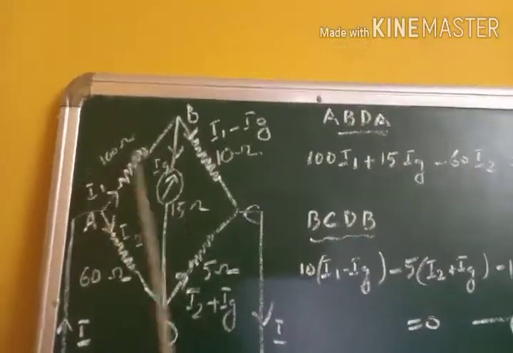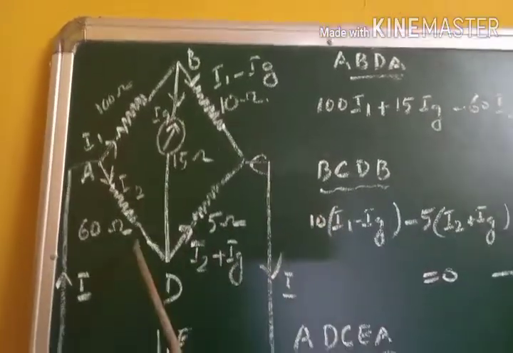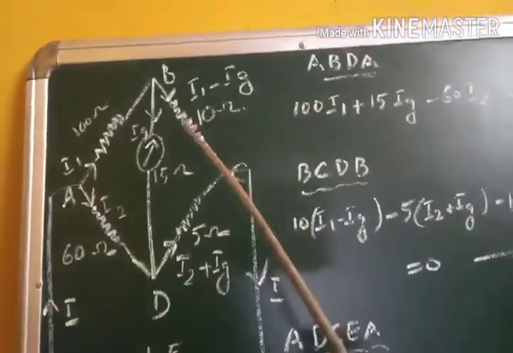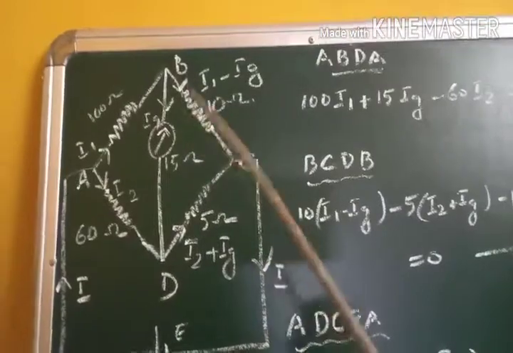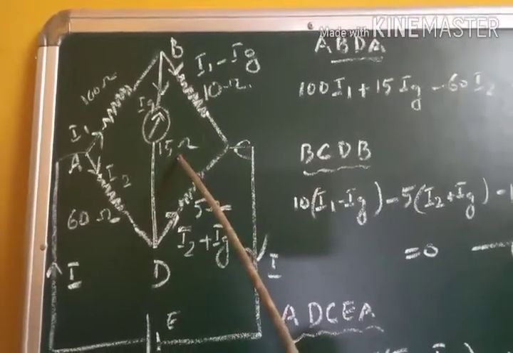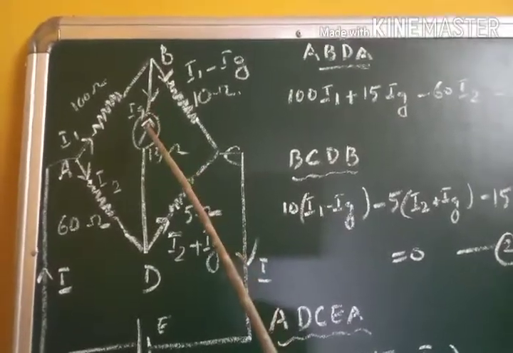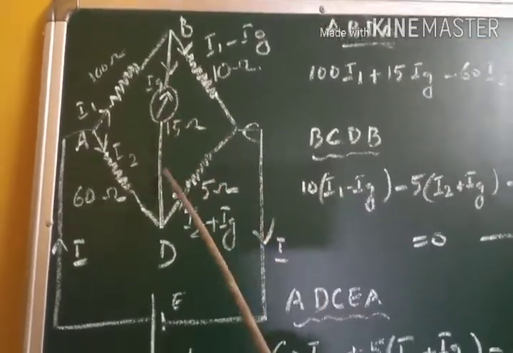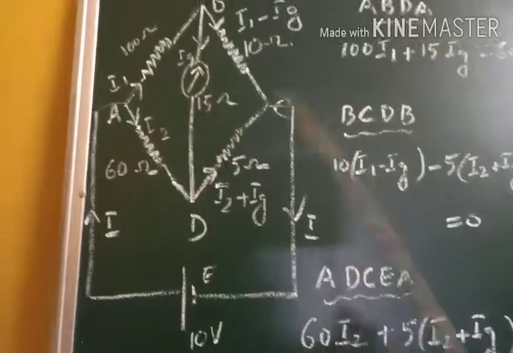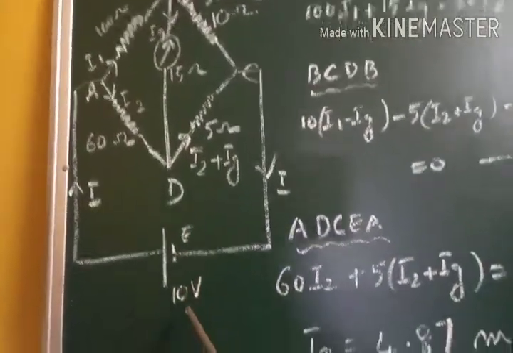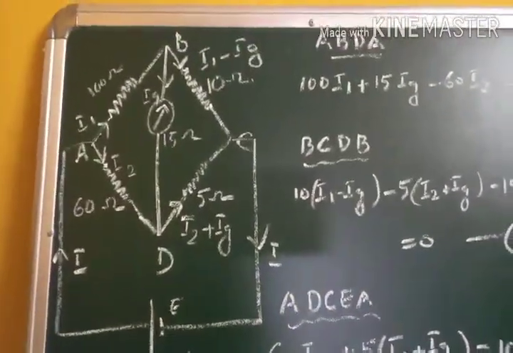The 4 arms, 4 resistances, 100 ohm, 10 ohm, 60 ohm and 5 ohm. A galvanometer is connected across BD and that galvanometer has a resistance of 15 ohm. The question: you have to calculate the current through the galvanometer, meaning Ig. So across AC, a battery of EMF 10 volt is connected, children.